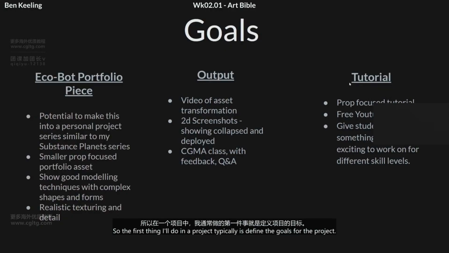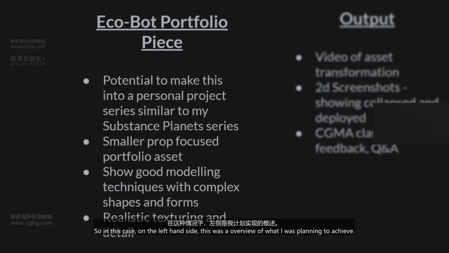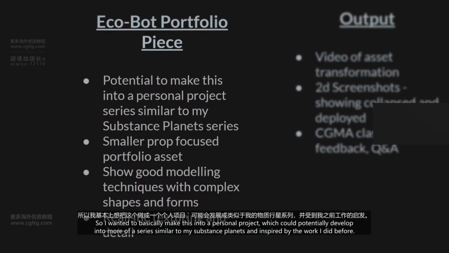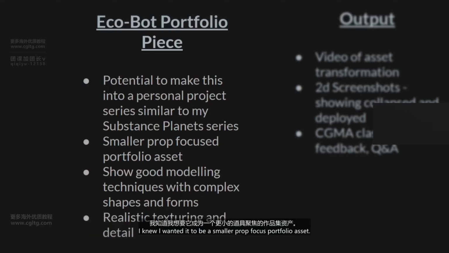The first thing I'll do in a project typically is define the goals for the project. In this case, this is split into what do I actually want to get out of the project, what am I aiming for, and then also the output. On the left-hand side, this was an overview of what I was planning to achieve. I wanted to make this into a personal project, which could potentially develop into more of a series similar to my Substance Planets and inspired by the work I did before. I knew I wanted it to be a smaller prop-focused portfolio asset. I wanted it to demonstrate good modeling techniques with complex shapes and forms, and I wanted the texturing to be realistic and have lots of detail. That was the initial pitch for the project.